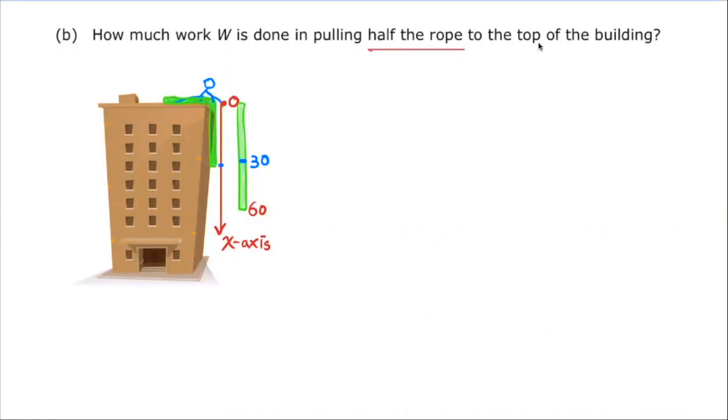Part B. How much work is done in pulling half the rope to the top of the building? So in this case, half of the rope will be at the top of the building, and half the rope will still be hanging at the edge of the building. Since the rope is 60 feet long, 30 feet of rope will be on top of the building, and 30 feet of rope will be hanging at the edge of the building.